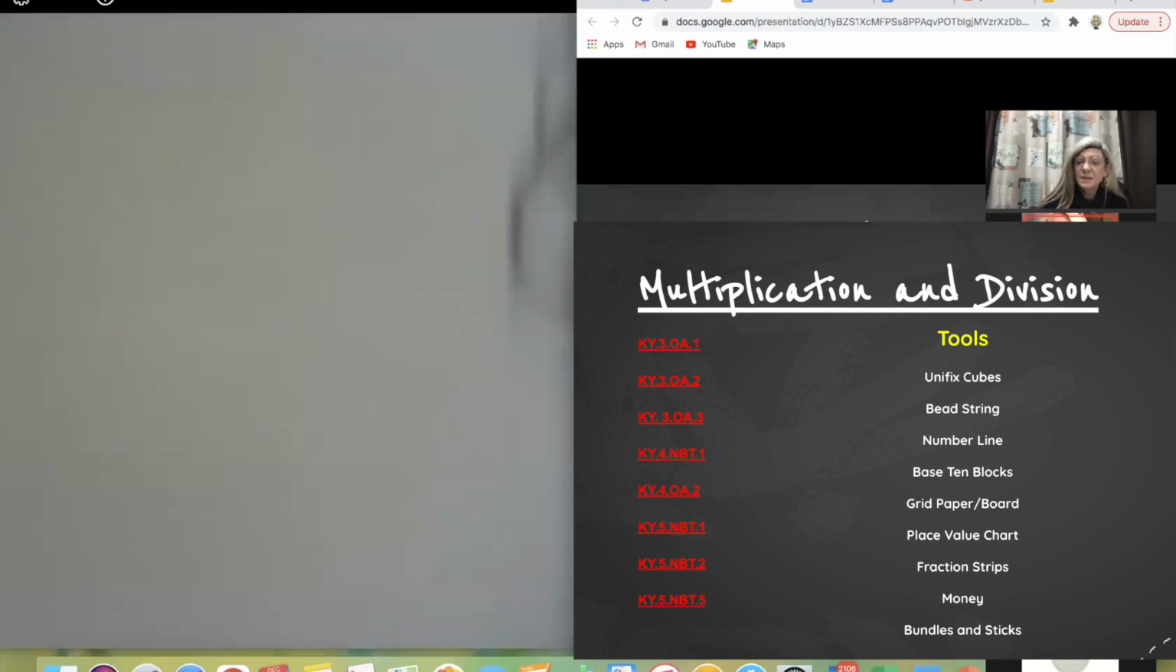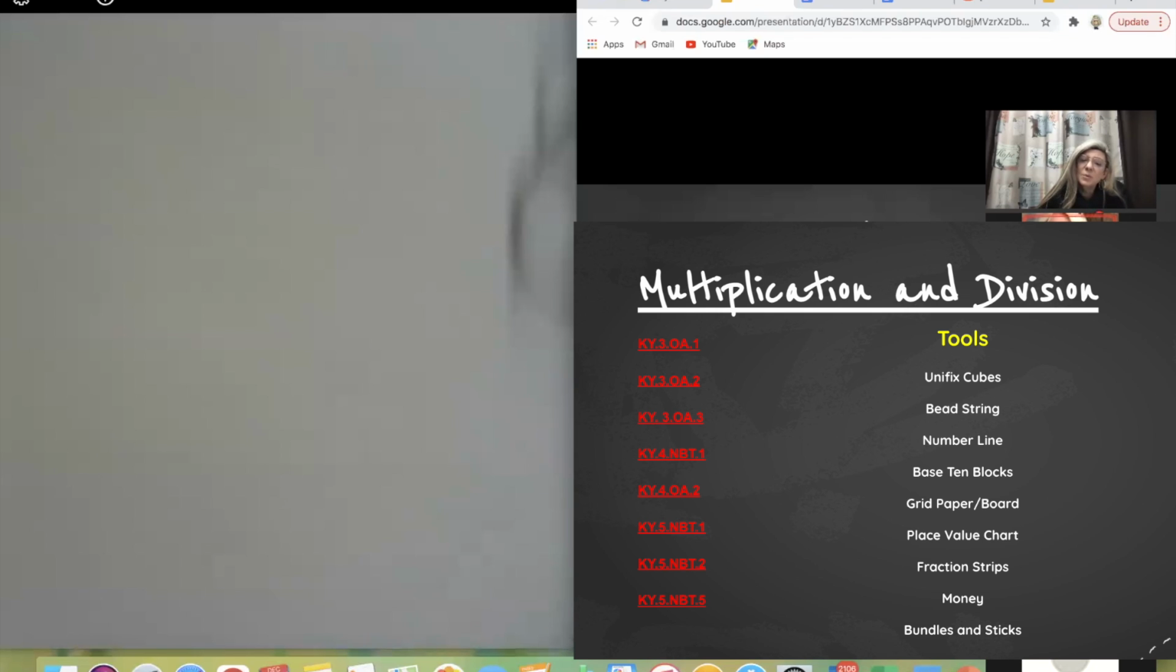Fraction strips can also be used for multiplication and division. Money. We can think about money with our kids. Like I said before, they relate to money, they relate to food. And then also bundles and sticks was another good resource for that. And of course, like I said before, this is not an exhaustive list. It's just a suggested list of tools to use for this.